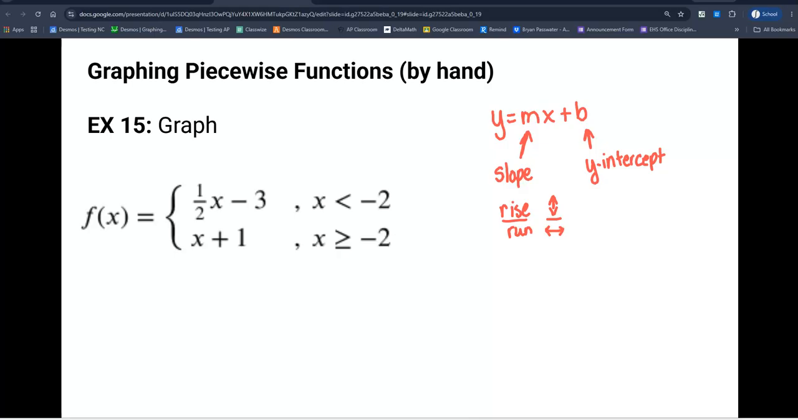So, between the two of you, you should have 2 sticky notes. I need one of you to graph y equals 1/2 x minus 3. Okay, one of you graph that one. And the other of you is going to graph y equals x plus 1. What number's in front of the x right here? There's a 1 that we can't see. All right, graph those 2 for me.